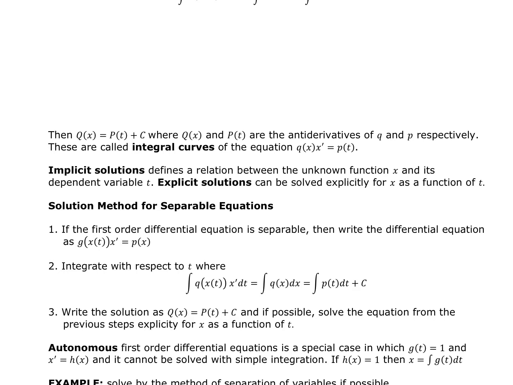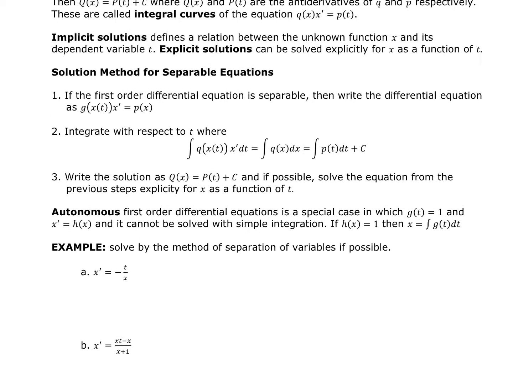So the first thing you want to do is determine whether or not you can separate them. And then if you can separate them, you're going to write them as q of x of t, x prime, equals p of t, and then you're going to integrate both sides. So first of all, can you separate them? And if you can, then you are going to separate them. And then once you separate them, you're going to integrate both sides, q of x dx and p of t dt.